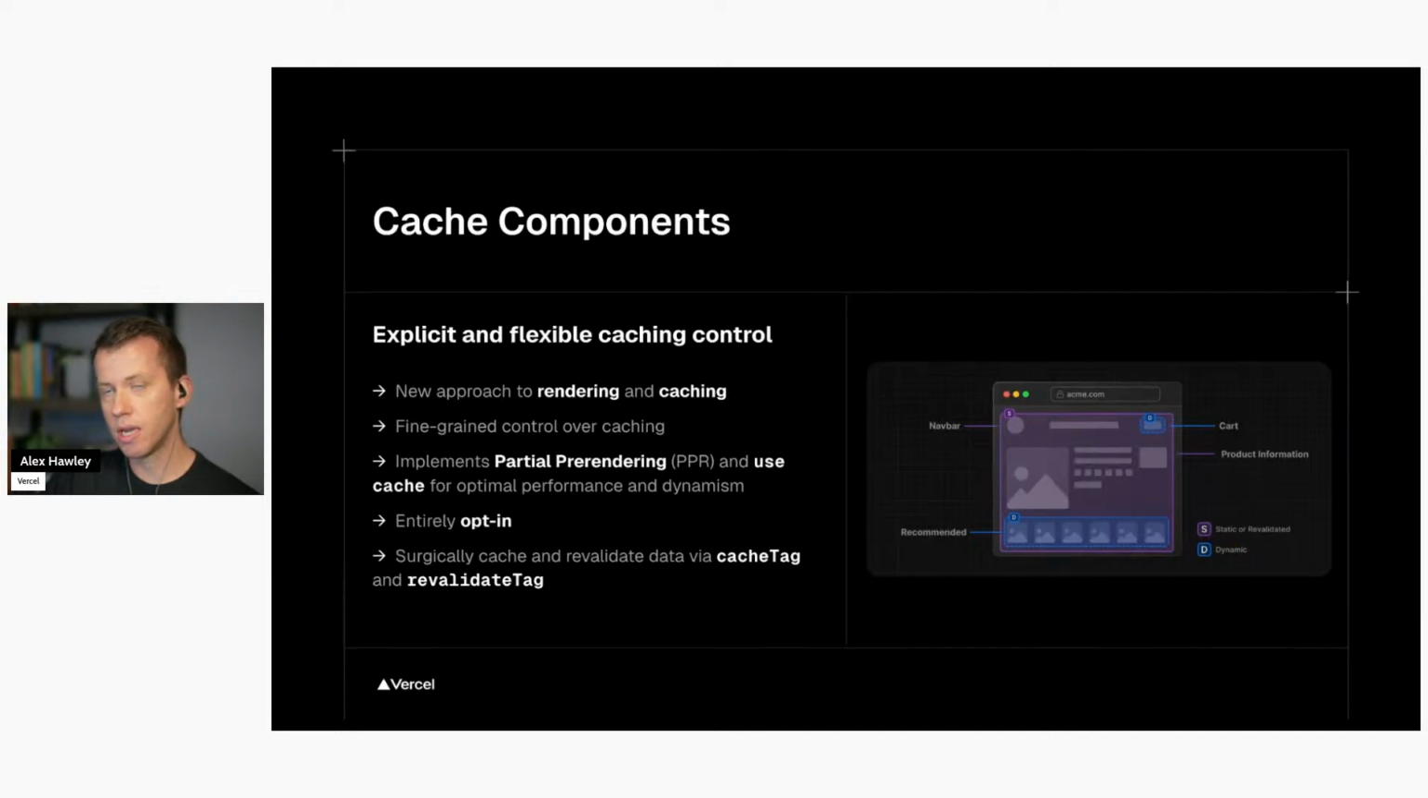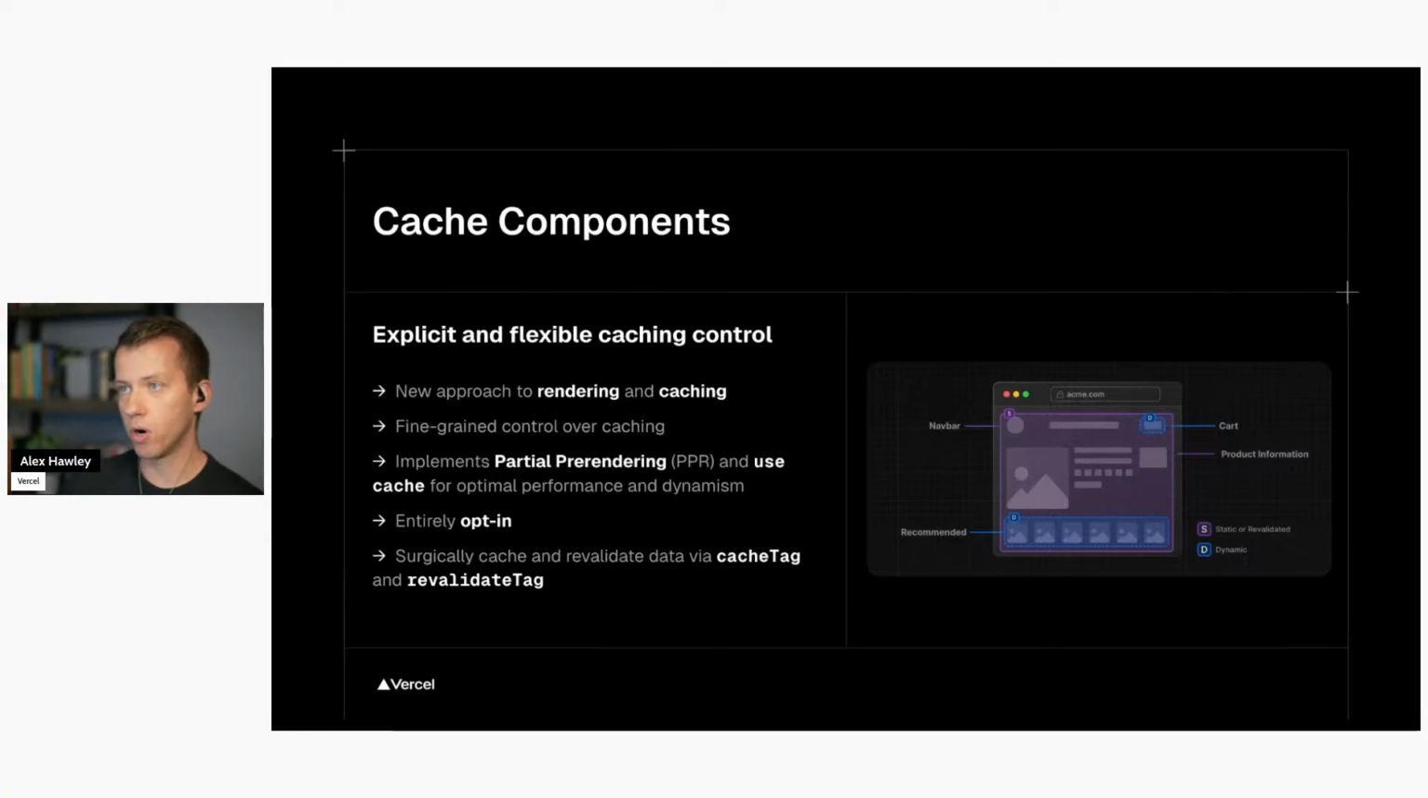So cache components is this new pattern of building in Next.js, specifically with App Router. And it's really about providing explicit and flexible caching control. This is a new approach so that you have more control and more fine-grained control over rendering and caching.